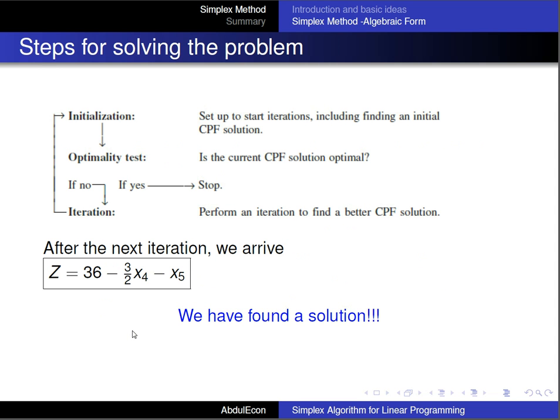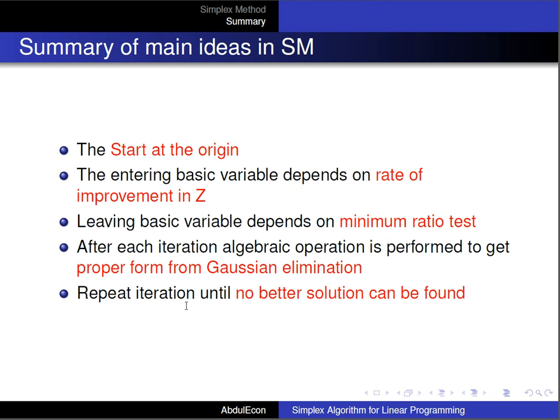So we continue. After the next iteration, doing the same things we did before, we arrive at this solution. And it means that now both the decision variables have vanished from here, and we have x4 equal to 0, x5 equal to 0, and the objective function is equal to 36.